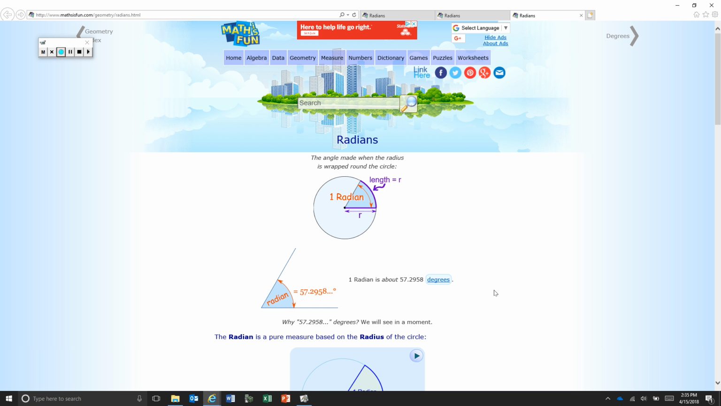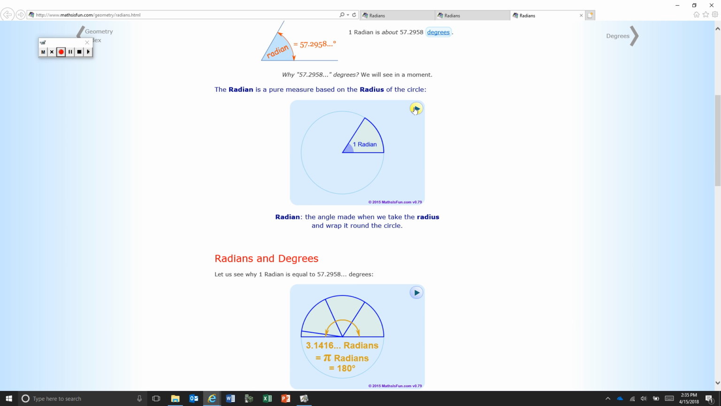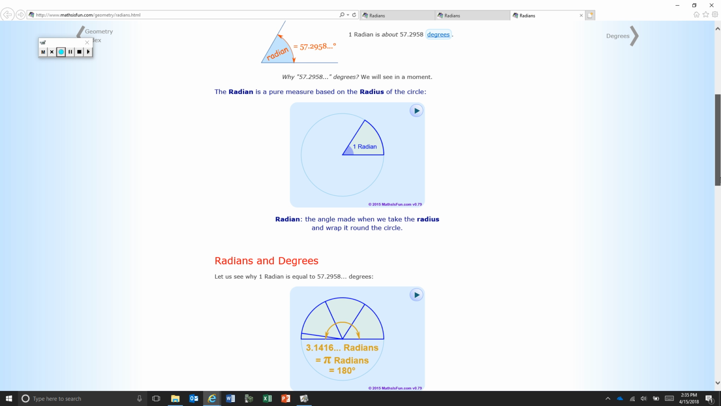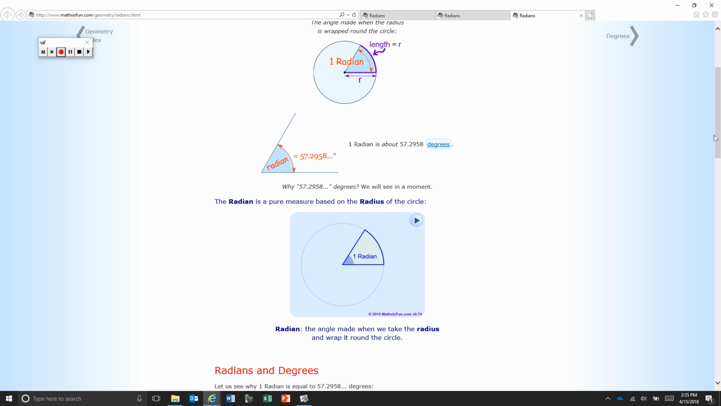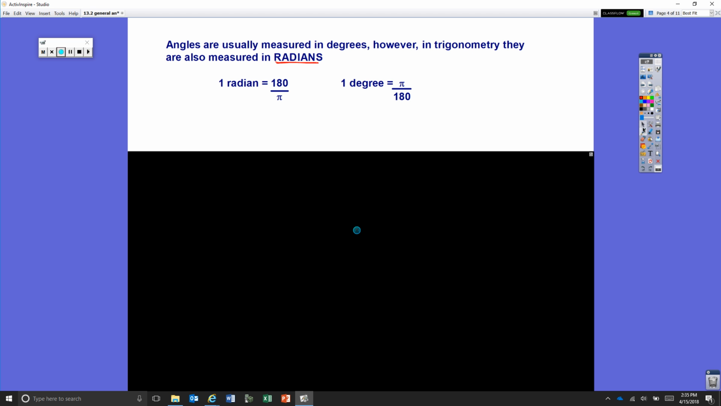So since a circle, see how it's wrapping around there? And to get how many degrees it is, we know that there are 360 degrees. So we would have, let me show you, equals 2 pi r, which is the circumference of a circle.